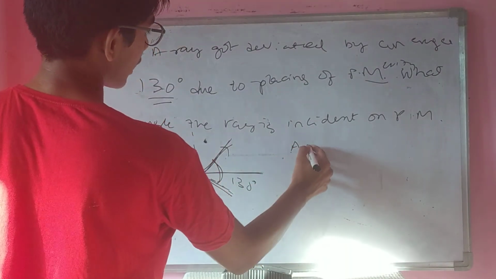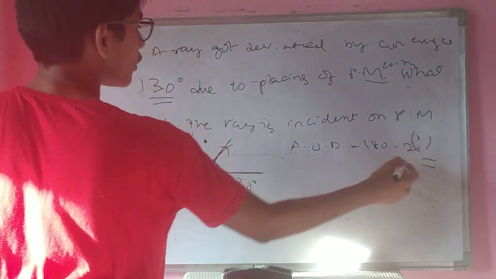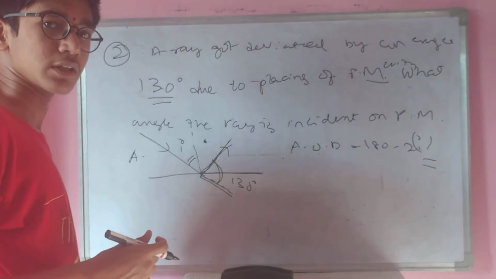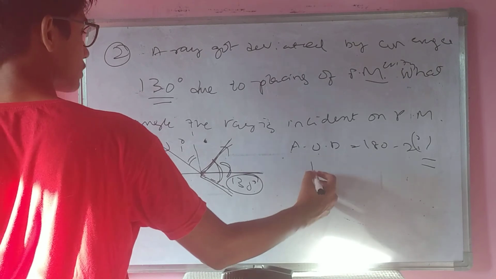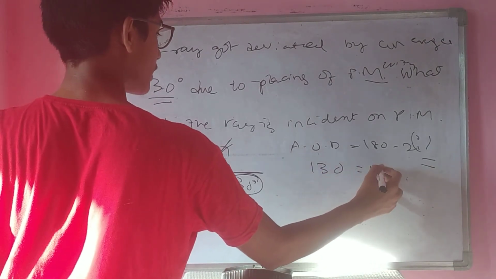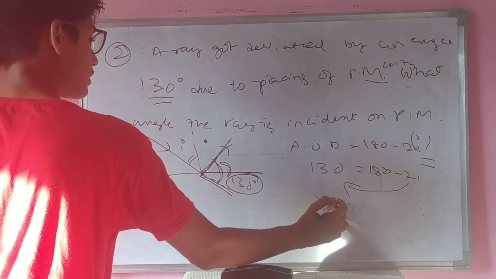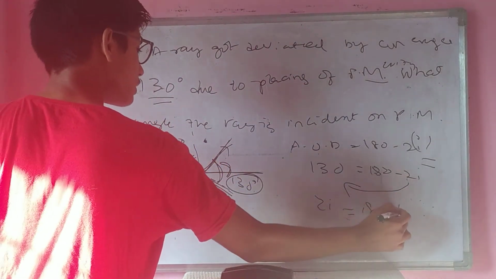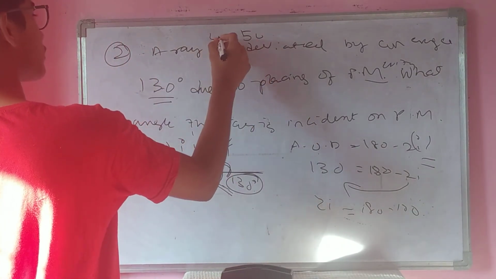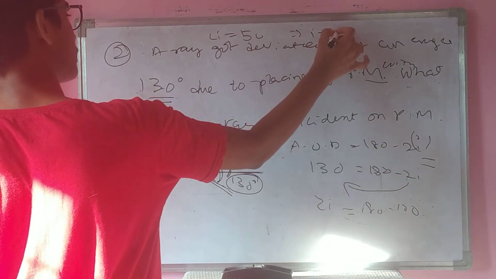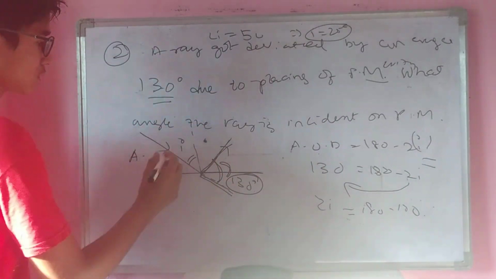We have a formula: angle of deviation equals 180 minus 2i. Here i means angle of incidence. The angle of deviation, they had given this total angle 130 degrees. So 130 equals 180 minus 2i. I am sending this 2i to this side. Means 2i equals 180 minus 130, and 180 minus 130 is 50. 2i equals 50, so i equals 25. It is incident on the plane mirror at an angle of 25 degrees.